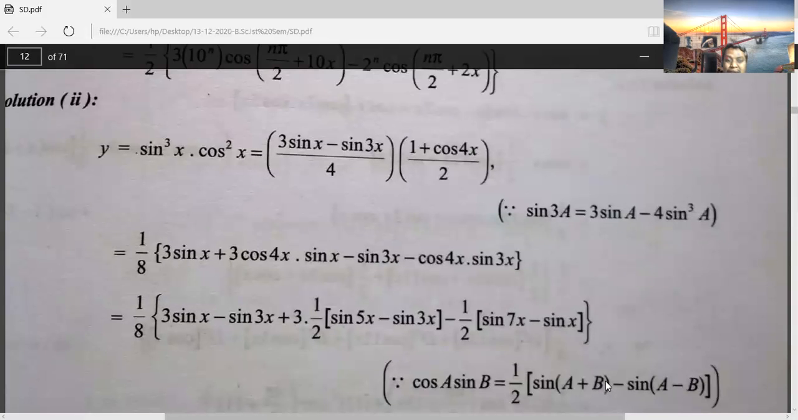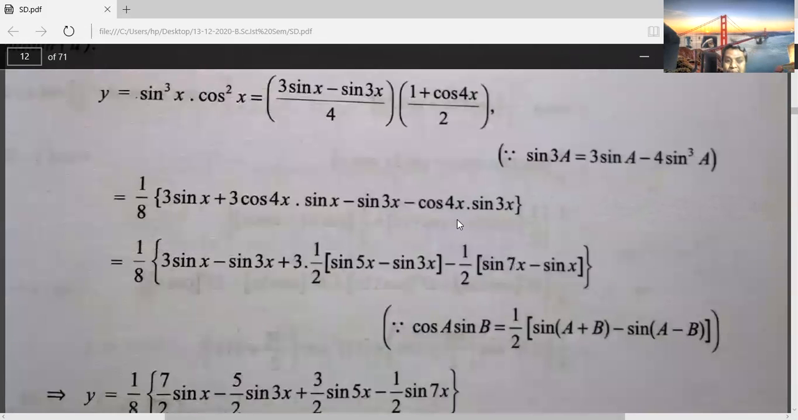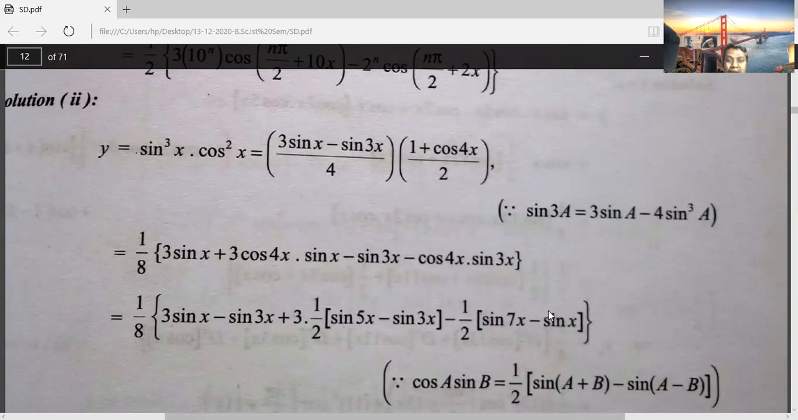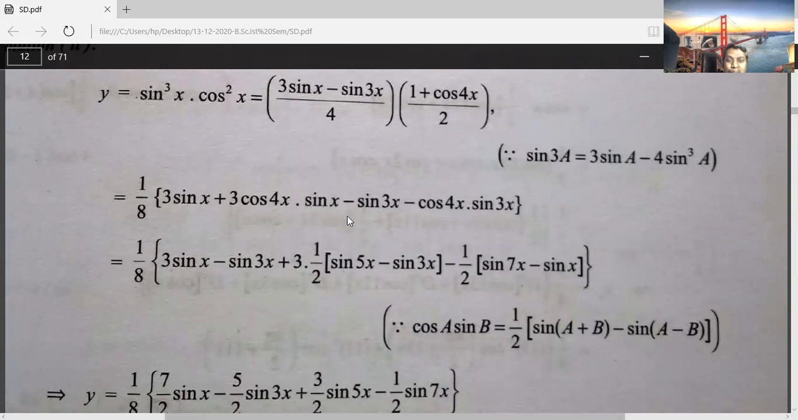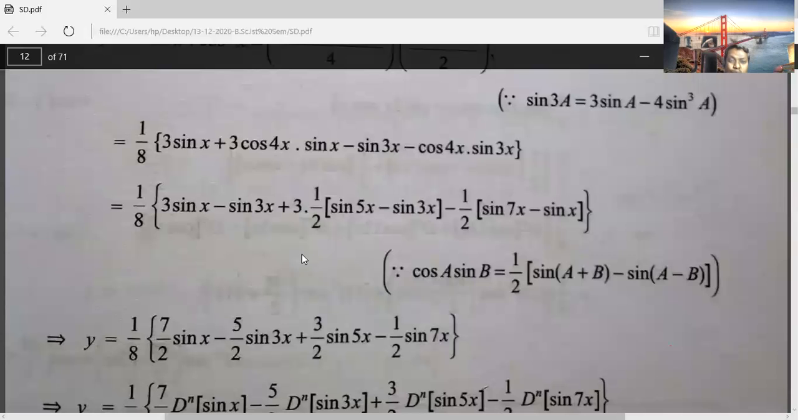This is the compound angle formula. If you apply that here, you can write cos 4x into sin x as this. Now similarly here the same formula you can apply, cos A into sin B, and write sin(A plus B) minus sin(A minus B). Here you are rewriting this component and this component in terms of 1 by 2 of this, 1 by 2 of this. Now you open the bracket, 1 by 8 you write as it is.